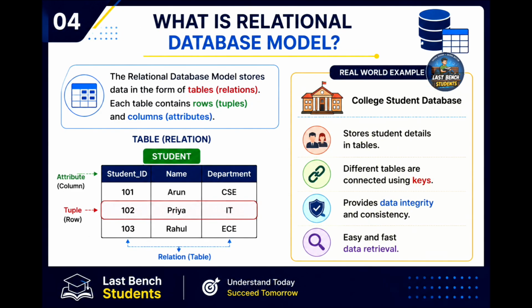Now let's understand the Relational Database Model. A relational database model stores data in the form of tables, also called relations. Each table contains rows, known as tuples, and columns, known as attributes. Different tables are connected using keys, making data storage organized, accurate, and easy to retrieve.